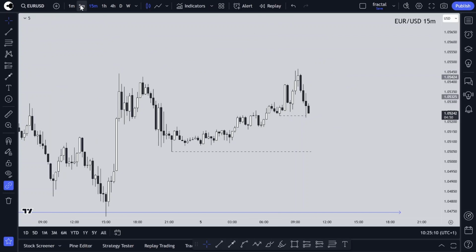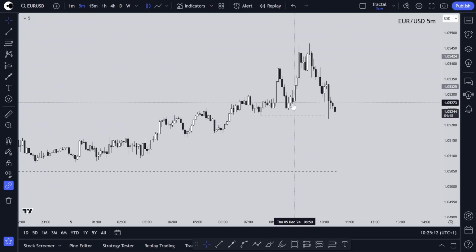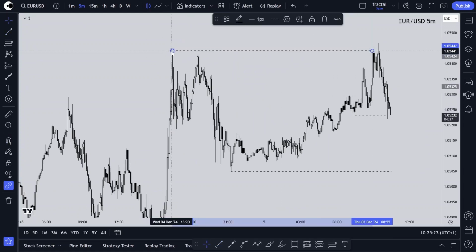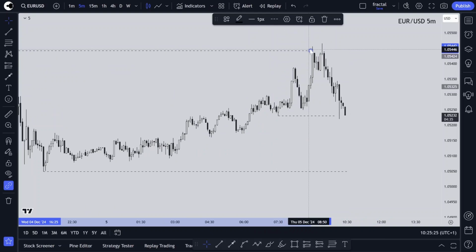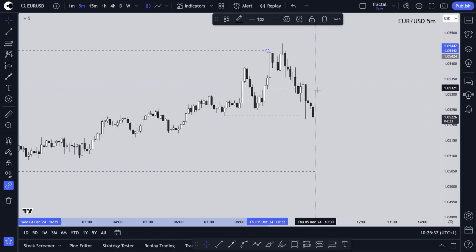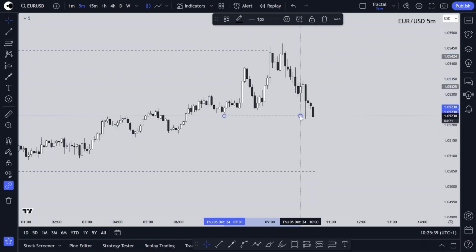During the London opening at 9 here, we had a push to the upside, taking out liquidity from the previous day high, this one, okay? And from here the price suddenly drops. This could be a really interesting short trade to catch, but I didn't take it. Now I'm focused on the long setup.